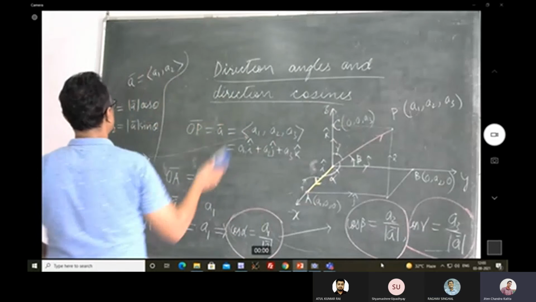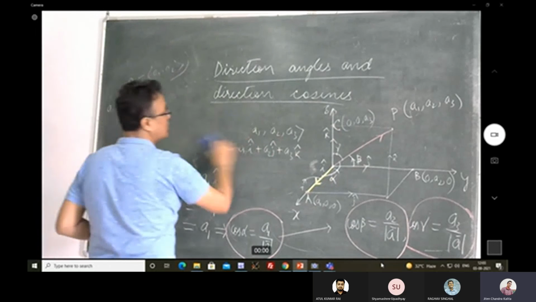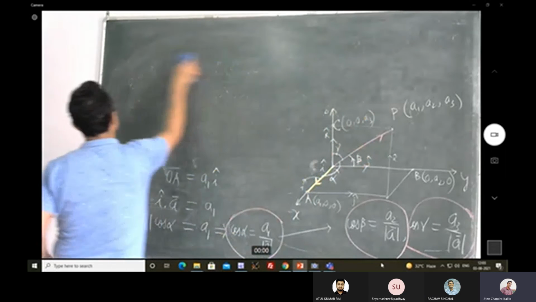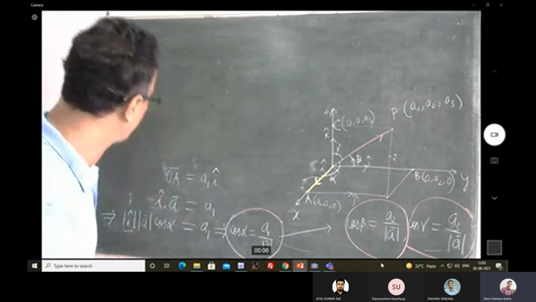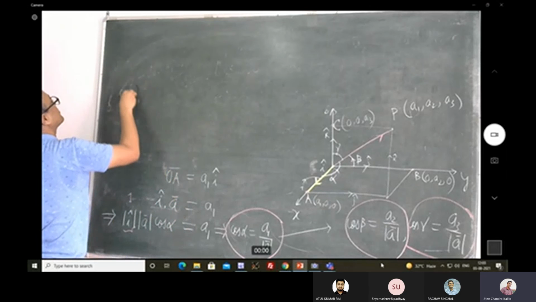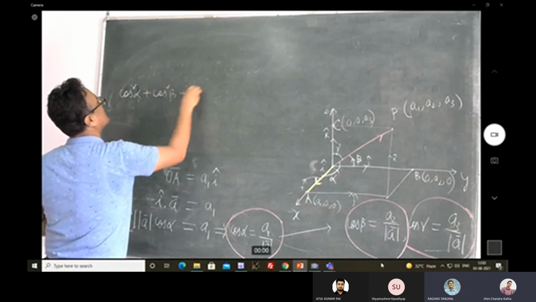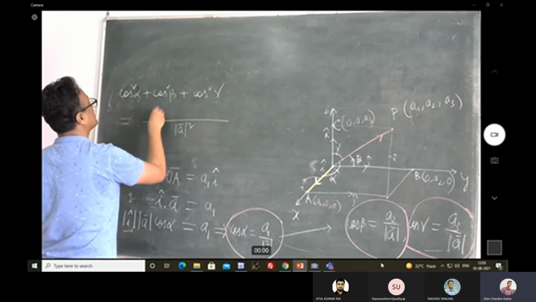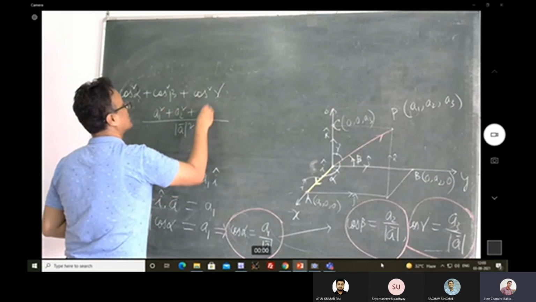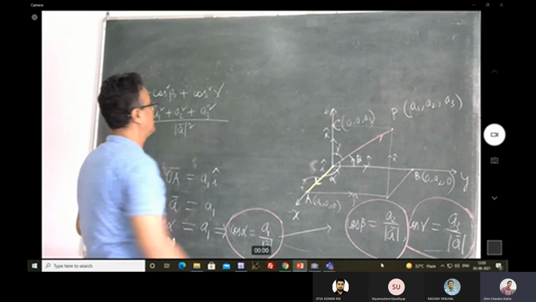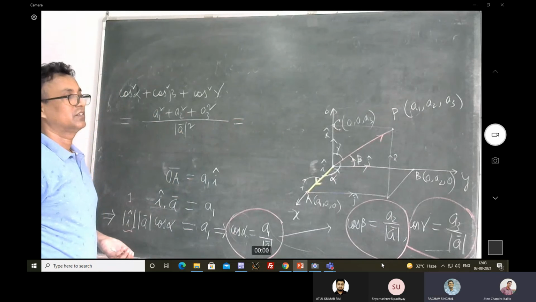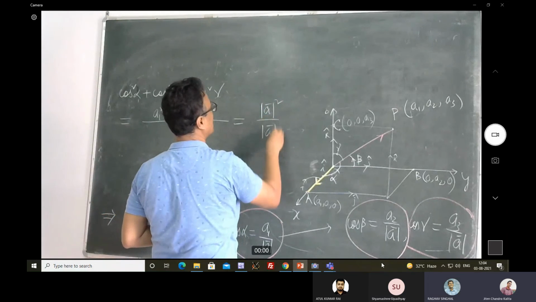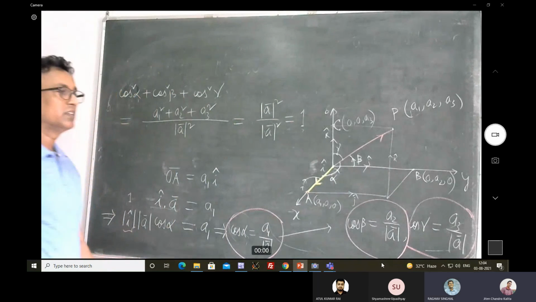Okay, so now, what is the relationship between these direction angles or direction cosines? Now, if you look at these pink encircled expressions, from there, if I take the squares of these, then you will see that this is simply A3 square. Okay, fine. And what is this? Mod A square. So, fine. This is the relationship between the direction cosines.